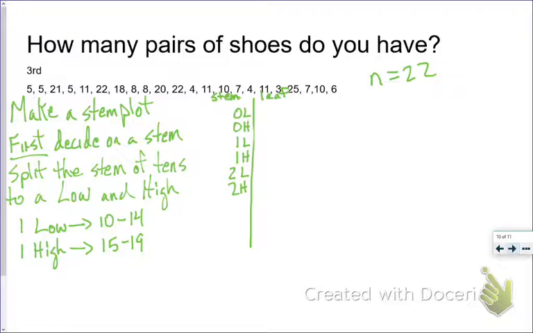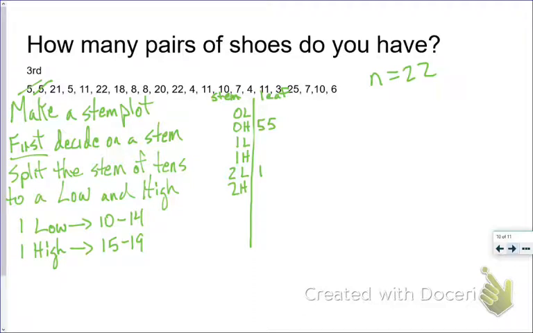So that 0L represents 0 shoes to 4 shoes. And I'm just going to go through the numbers and mark off as I go and write them to the right. So that 5 goes right here. The next 5 goes right here. And then this next part looks weird. For 21, I just write a 1 right there. Since it's on 2L, I know that 1 resembles 21.